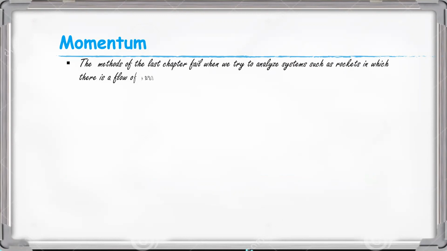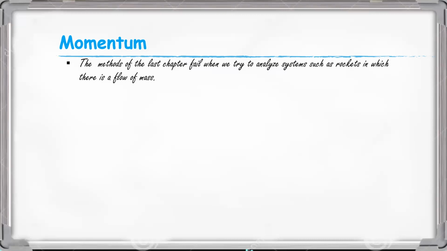Now we discuss the topic momentum. The methods we discussed so far fail when we try to analyze systems such as rockets, in which there is a flow of mass or there is a variation of mass, because to analyze a system we use Newton's law to obtain the equation of motion.